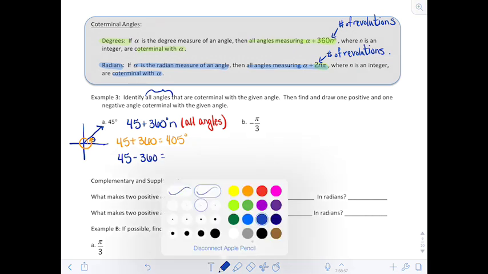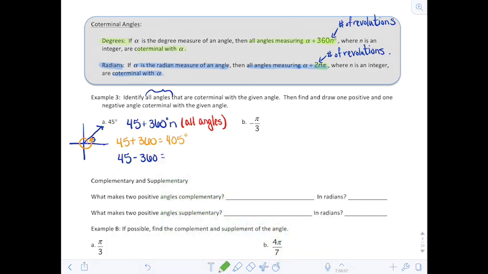So watch this. As we look at the diagram, I'm going to go from the 45 degrees and I'm going to subtract 360. So right there, I've taken 45, taken 360 away, taken 1 full revolution away, and where am I? I am at negative 315 degrees. What that means is from my initial side, I would rotate 315 degrees around, and I would be coterminal with 45 degrees.